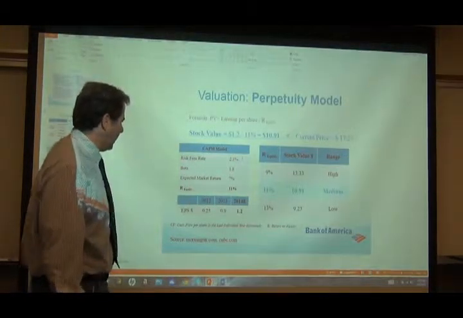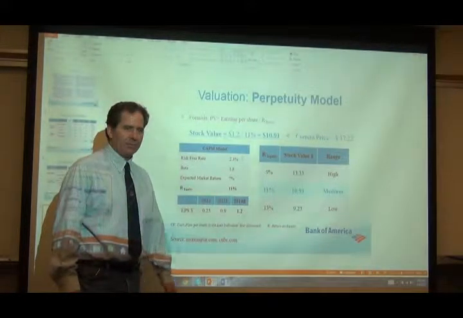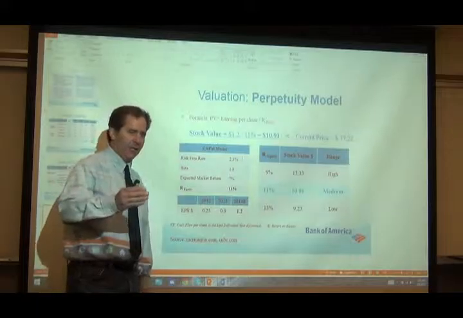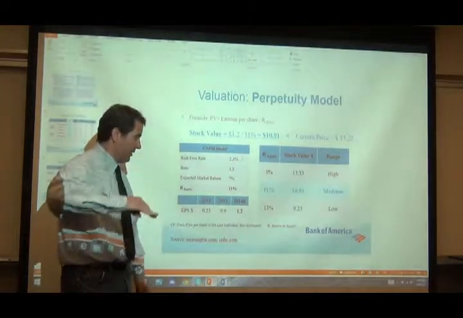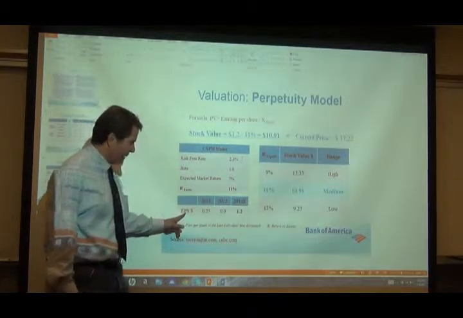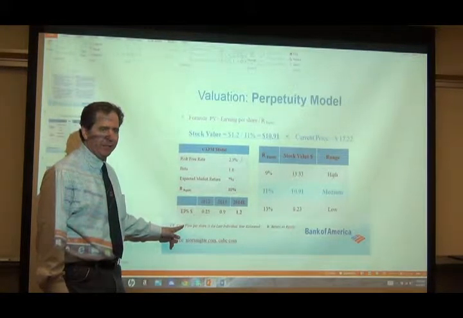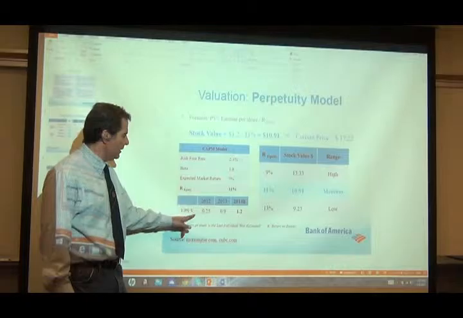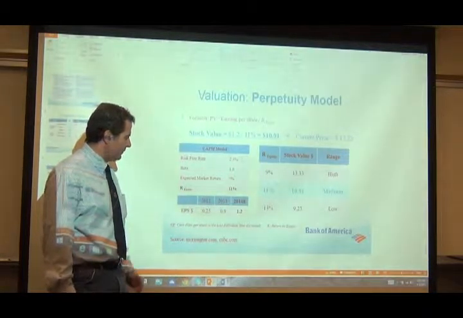So that becomes one discount rate, right? So you could use 12, 11, 10, 9, 8 if you wanted to do sensitivity analysis. She had earnings per share. She could have had EBIT, EBITDA per share if she wanted to. She had earnings per share.